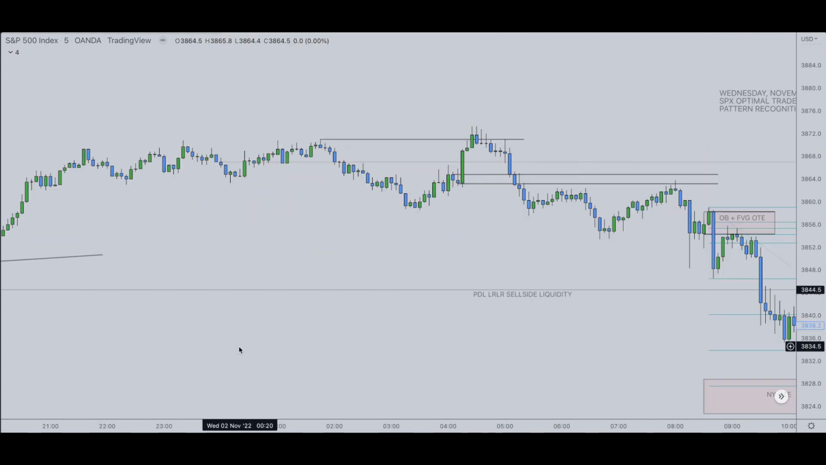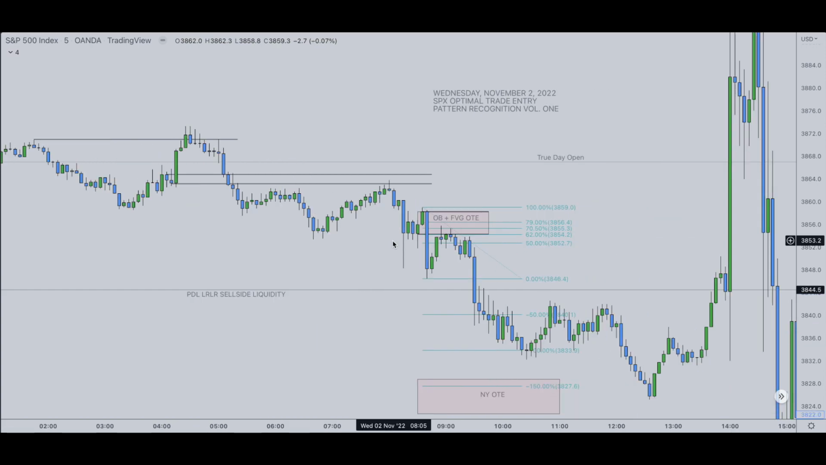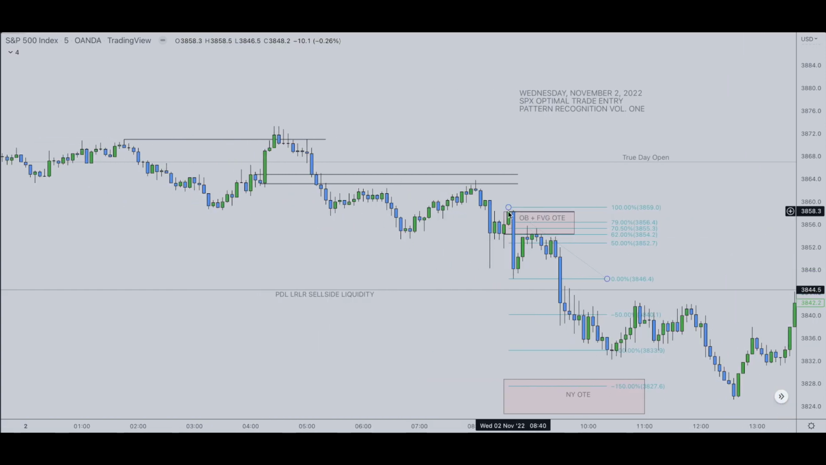So we go back to this setup here. Price trades down, we get a strong displacement, come back up, optimal trade entry, 70.5% retracement, order block plus fair value gap at OTE or at a premium, and we get a strong move down.